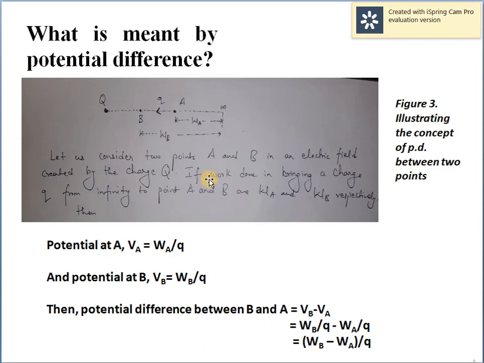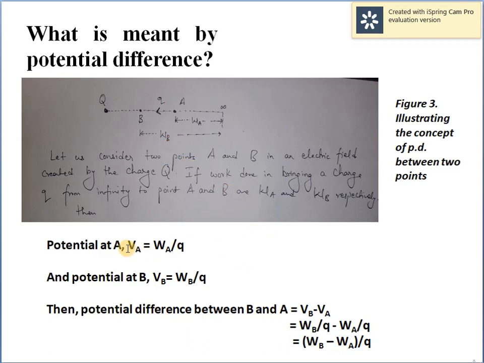So if the work done in bringing a charge Q from infinity to points A and B is denoted by WA and WB respectively, which means that the work done in bringing this Q charge from infinity to point A is WA, and this is point B. For the same charge, if we bring it from infinity to point B, then the work will obviously be different, and it is written as WB.